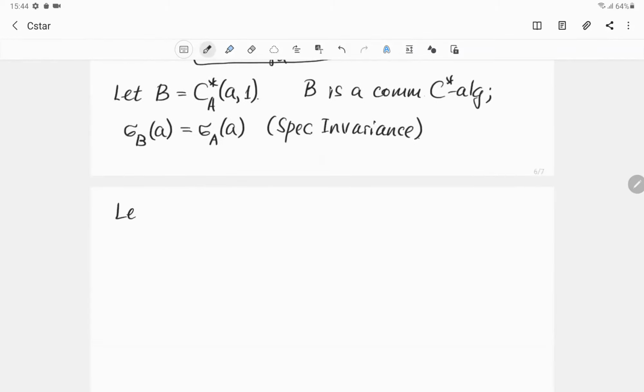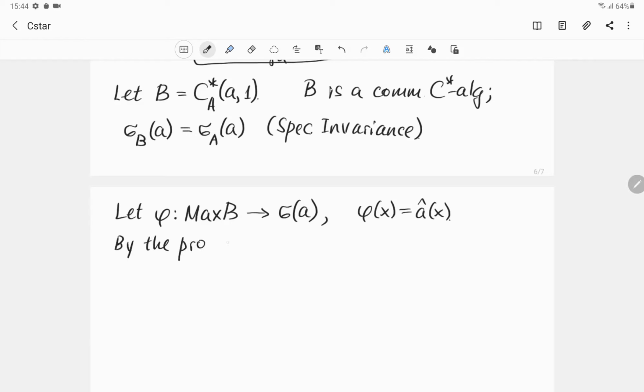Let's now consider a map phi from the maximal spectrum of B to the spectrum of A, which is given by the following formula. So this is just the co-restriction of the Gelfand transform of A. We know that the range of the Gelfand transform is precisely the spectrum of A. This is one of the properties of the Gelfand transform. So phi is a surjective map onto the spectrum. By the properties of A hat, phi is surjective.